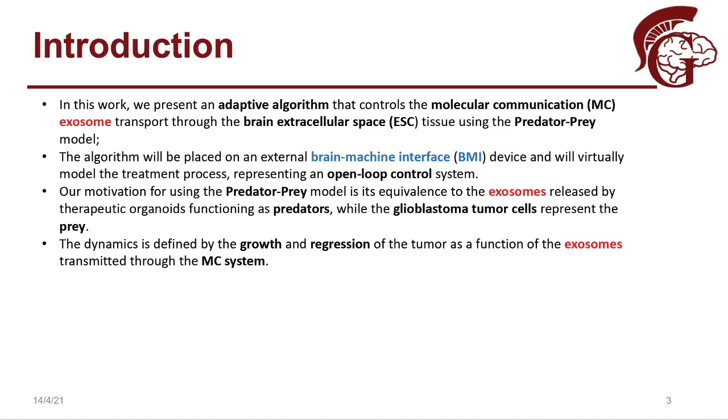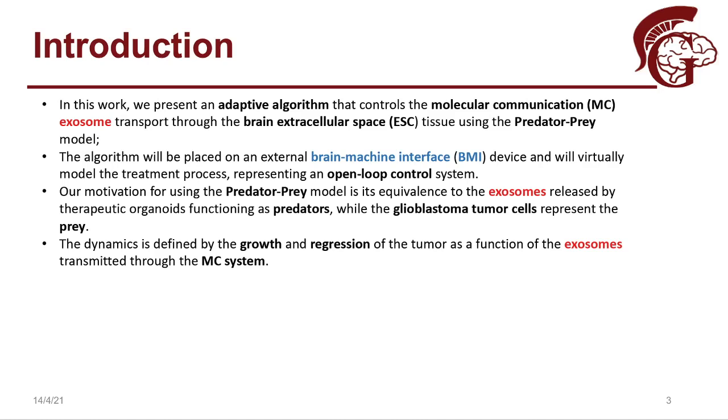So in this work, we present an adaptive algorithm that has the objective of controlling the molecular communication system as defined by the exosomes diffusing through the extracellular space tissue by using the predator-prey model. The algorithm will be placed and implemented on an external brain-machine interface and will virtually model the treatment process. The reason we chose to use the predator-prey model is due to its equivalence to the exosomes being released from the organoids playing the role of predators, while the glioblastoma tumor cells play the role of prey.